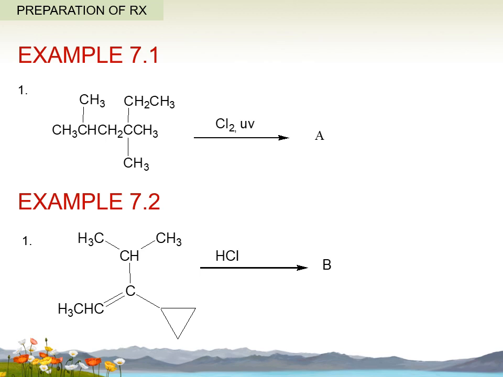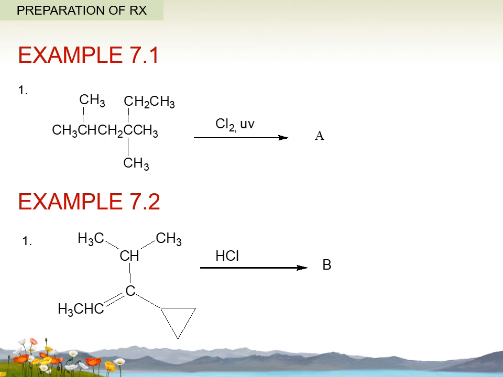Let's do example 7.1, question number 1. This is a free radical substitution. So there are a lot of places where we can substitute any hydrogen with chlorine. So the one that is going to become the major product is the one that will produce a stable free radical, which is the tertiary free radical. So basically, the chlorine will be attached to the carbon that is a tertiary carbon.